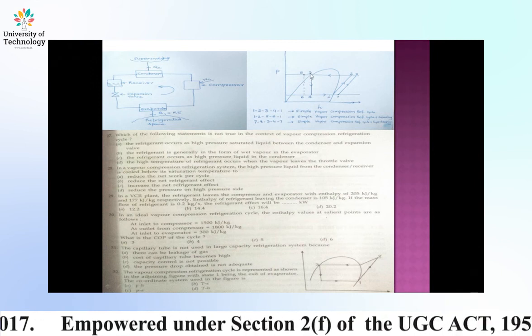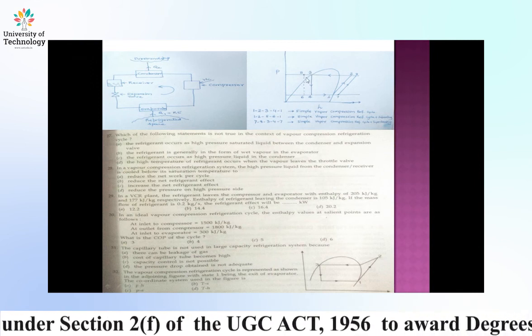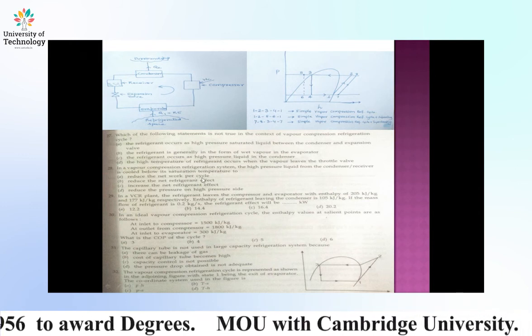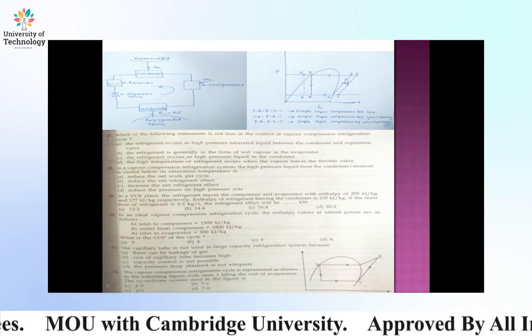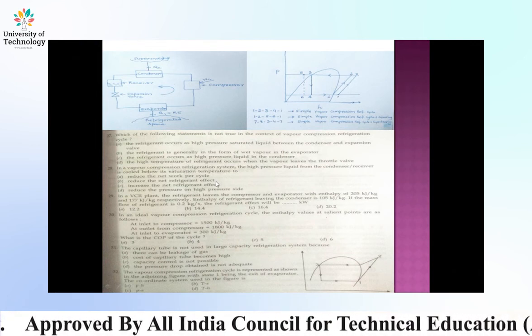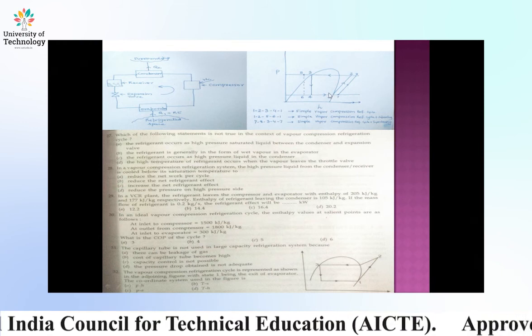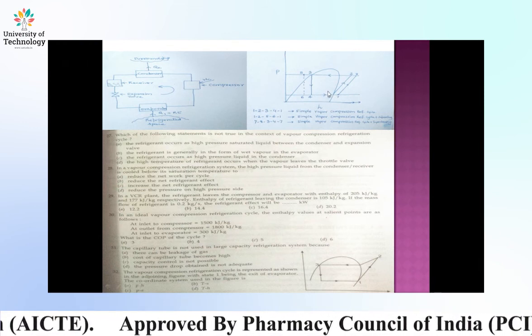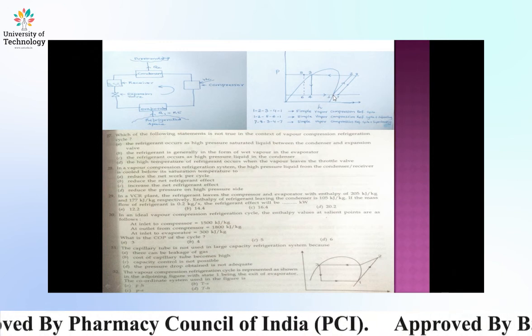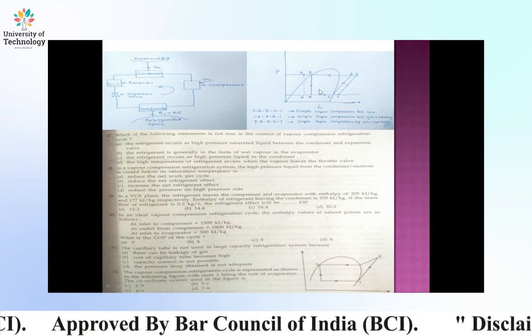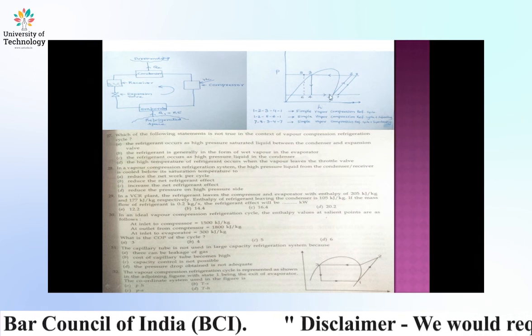What are the observations? Reduce the net work of the cycle: there is no change in the compressor work. Reduce the net refrigerating effect: for the initial cycle it is H1 minus H4, and for the final cycle with subcooling, H1 minus H3. By subcooling, the refrigerating effect increases. So reduce the net refrigerating effect is not true.